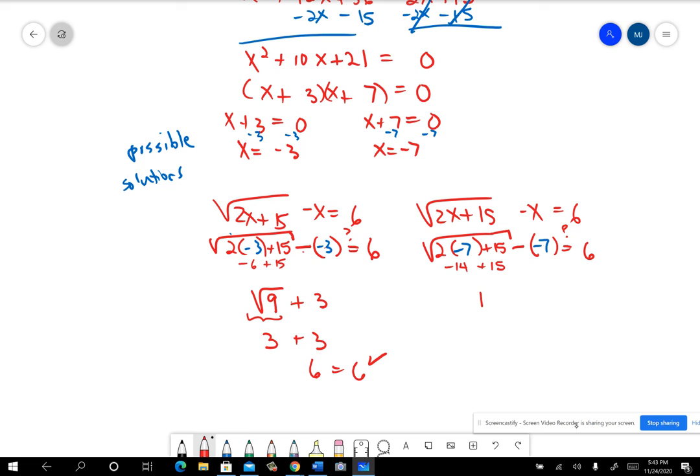Okay. 2 times -7 would be -14. Plus 15 would be 1. Square root of 1 is what I got there. Minus -7 would be plus 7. This would be 1, but when I add 7, I get 8. I don't get 6. All right. So the -3 worked. The -7 did not. Only -3 is the answer.